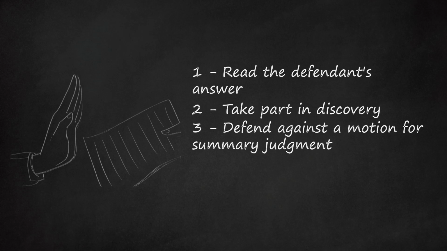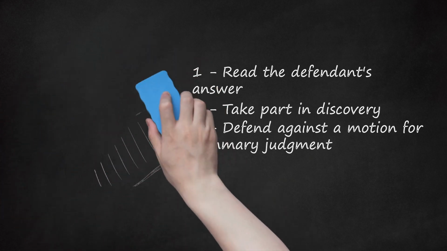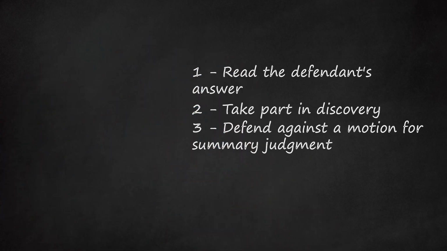To defend against this motion, you will file your response stating there are genuine disputes of fact that need to be settled by the trier of fact. You will submit evidence and affidavits to help prove your points. The judge will make all assumptions in your favor.